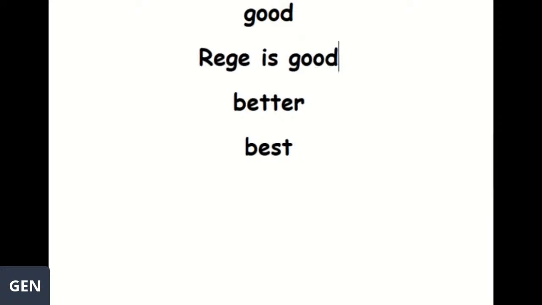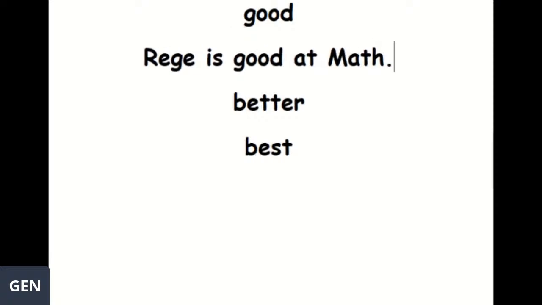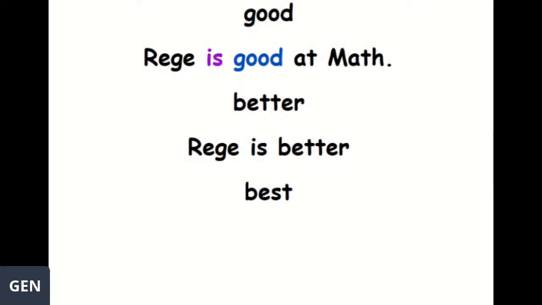Reggie is good. Or I'm gonna give a longer sentence: Reggie is good in math. And that's done. Next, I'm gonna use better. So take note, I'm using is there, and then good. Next, better. Reggie is better. So if you're better than another person, you can use better. You're comparing two people, for example. So Reggie is better than.